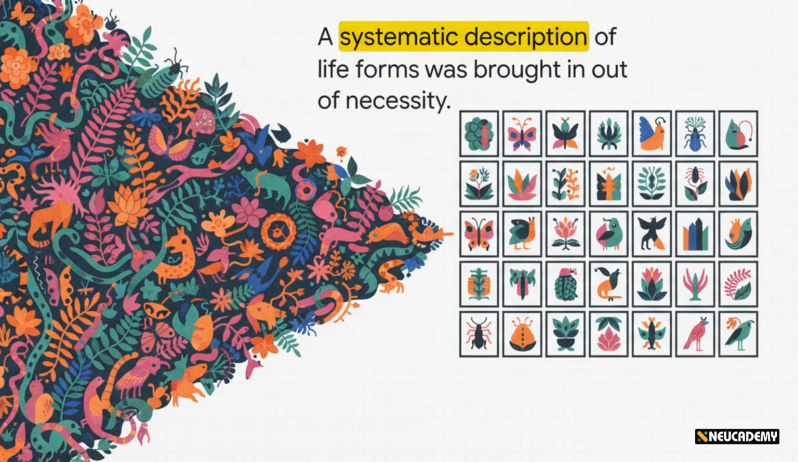As populations grew, as agriculture expanded, as early medicine developed, we needed to know exactly what we were dealing with. We couldn't just rely on local myths anymore. We needed a systematic and monumental description of life forms. We had to impose order on the chaos just to survive and thrive.